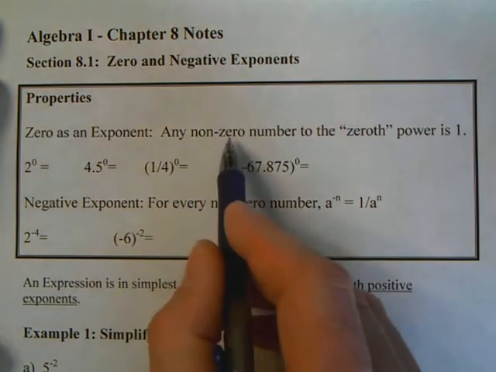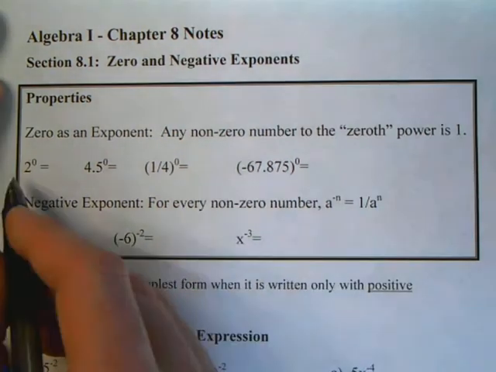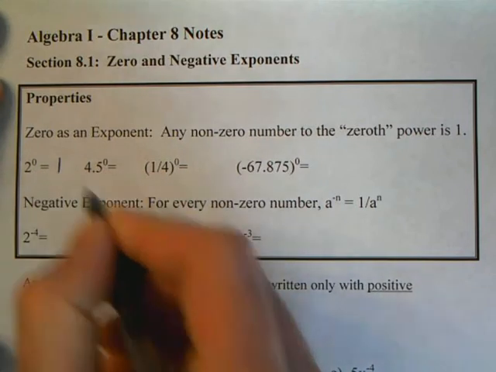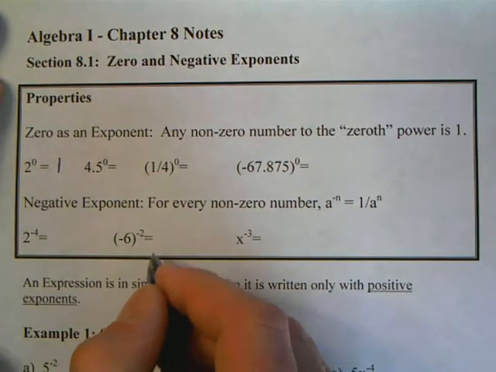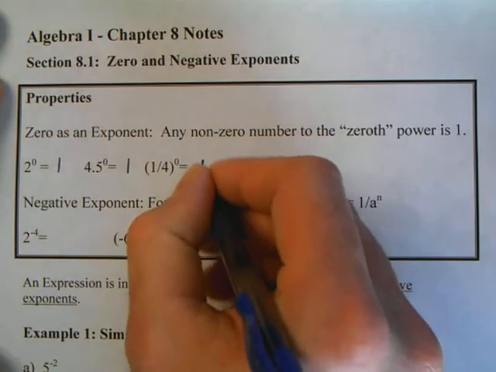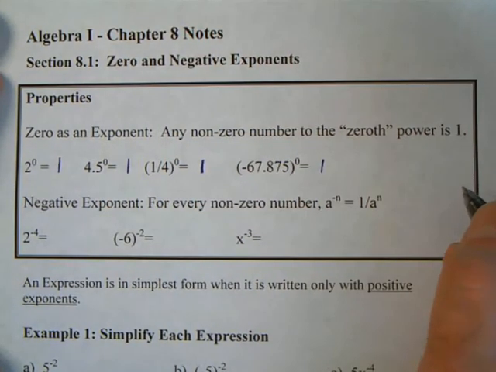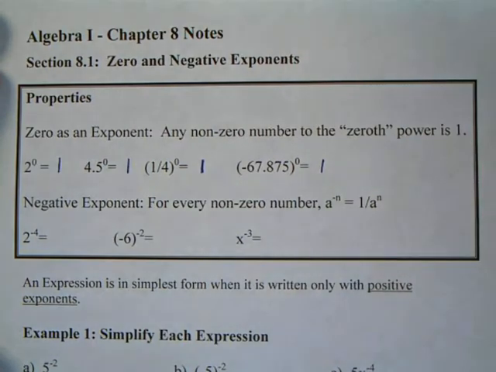The rule for the power of 0 is any number raised to the 0 power is 1. And so as an example, 2 to the 0 is 1. We'll get to why this is the case in just a second. 4.5 to the 0 is 1. Matter of fact, all of these numbers to the 0 is 1. Now, why is this the case?